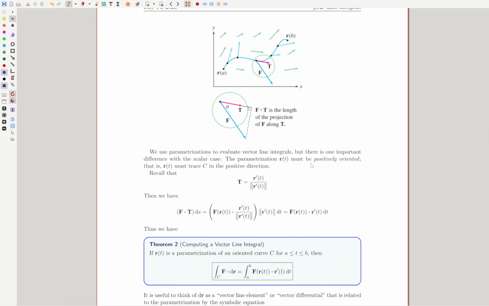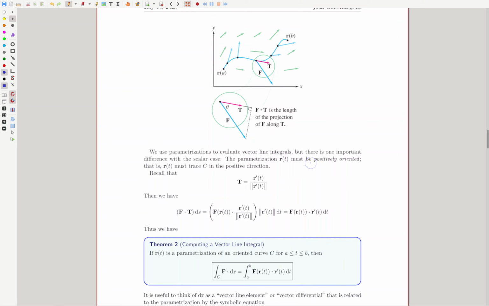Right, and now the way that we set up a parameterization typically is we want the parameterization to be in the same direction as the orientation that we put on the curve. That's the standard way we would parameterize a curve, is to follow the orientation of it. Okay, so that's what that's saying there.